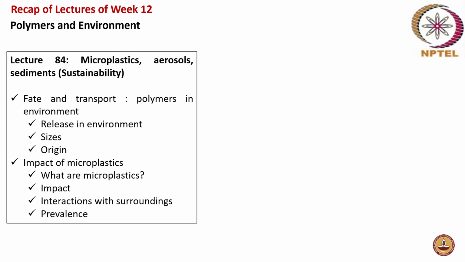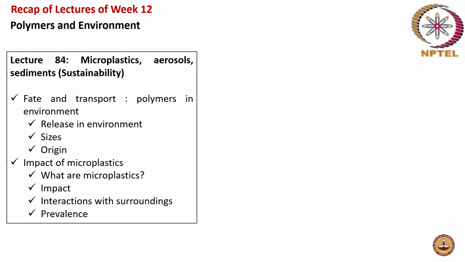Now, how it is released in the environment, the different sizes like microplastics and nanoplastics, and what are their origins, whether primary or secondary, and which of the plastics have primary and secondary sources of origin were discussed. And then the impact of microplastics was discussed in detail. First of all, what are microplastics, what is their size range, right? And then the impact of microplastics and how they interact with the surroundings.